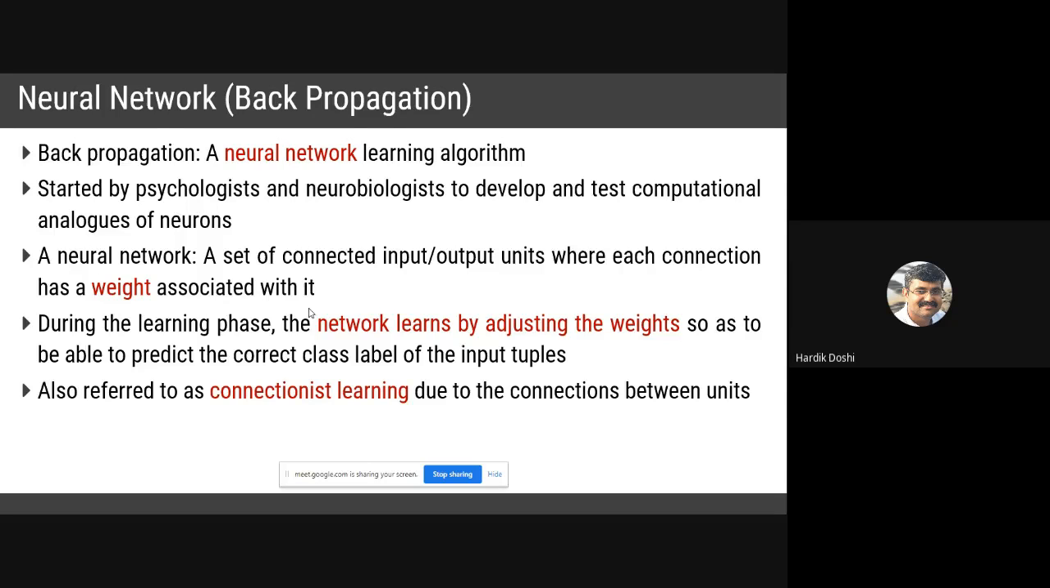So it is also referred to as connectionist learning. Connectionist learning means various layers are connected with each other, various neurons are connected with each other. That means, are these all biological neurons? No, they are not biological neurons. They are computer algorithms, computer programs. Don't think that way.